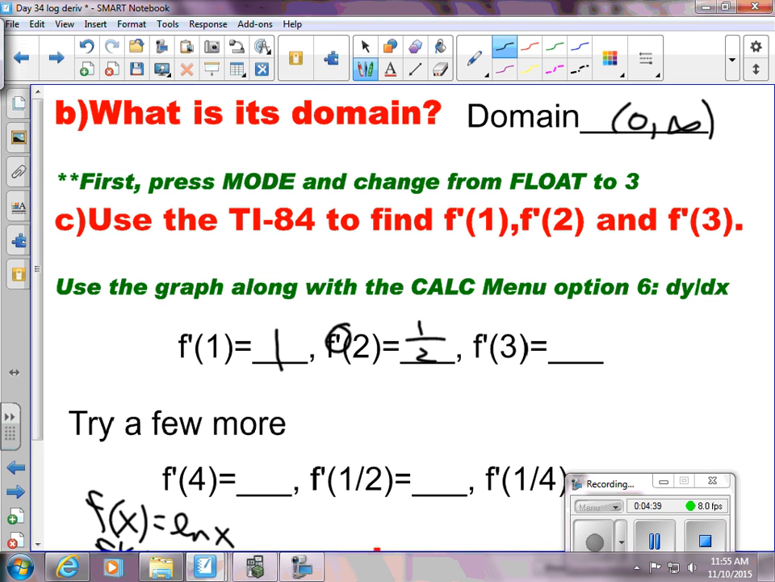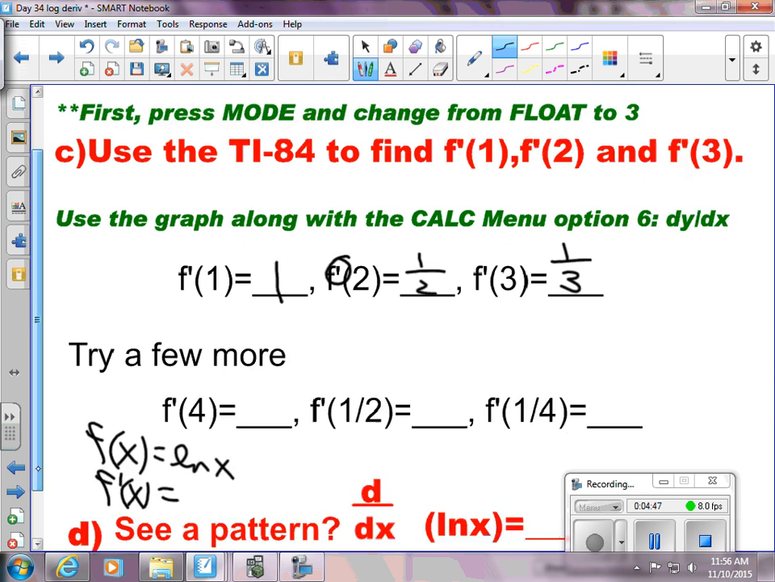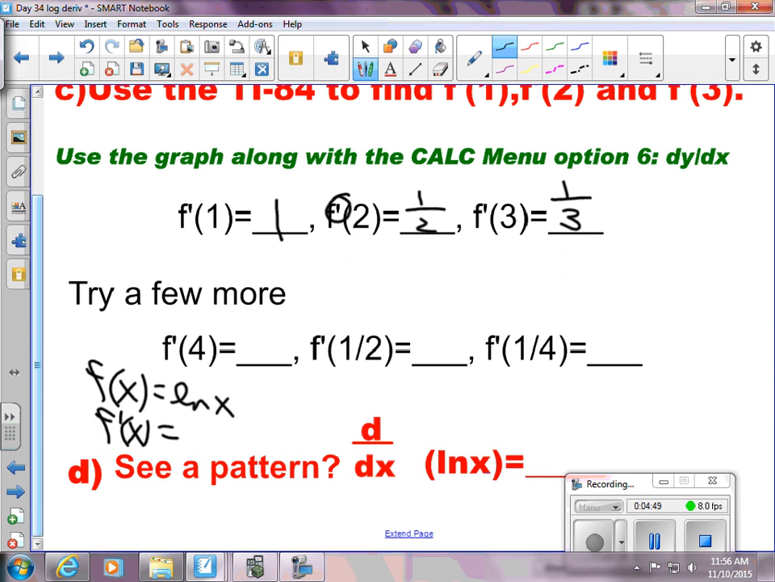What about the derivative of the ln of x at 3? All right, so maybe that one time you got a little crazy. Try a few more. What's the derivative at 4? How about at 1/2? 2. How about at 1/4? Wow, so we know the slopes of the tangent lines, and we can come up with a pattern.